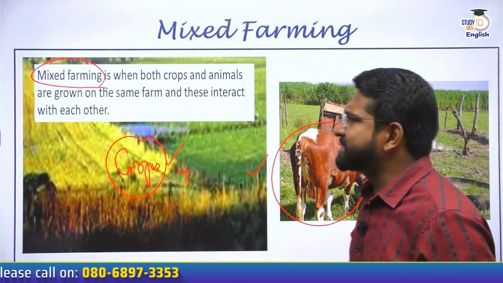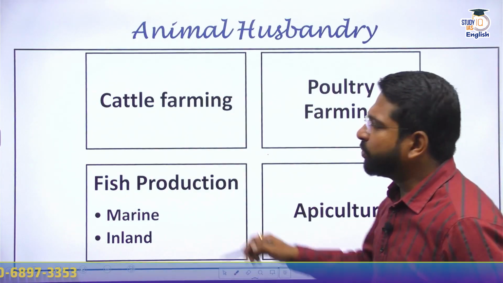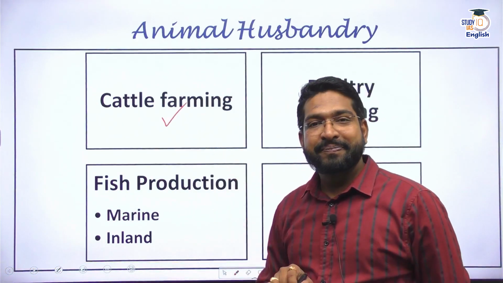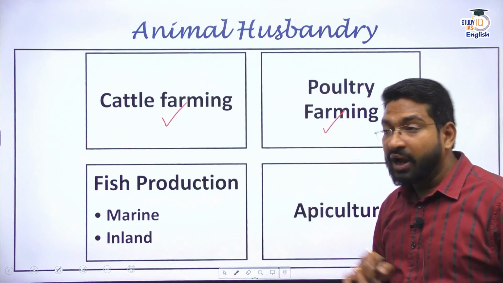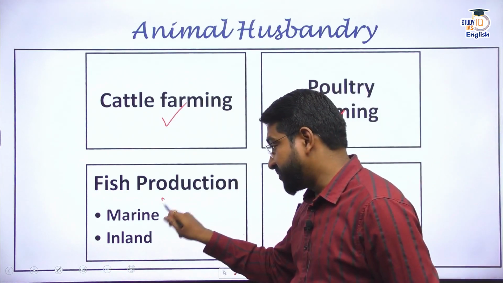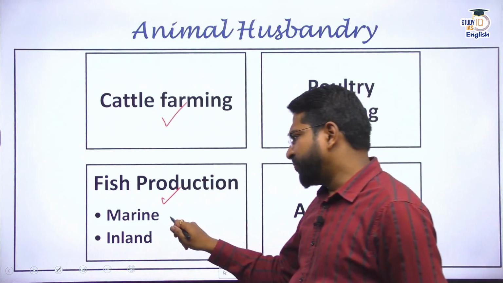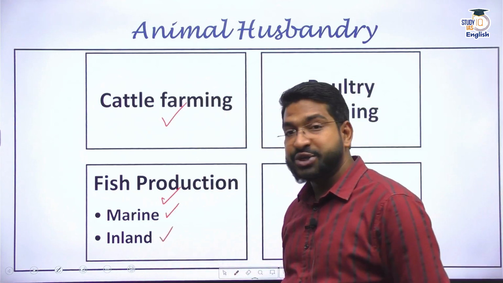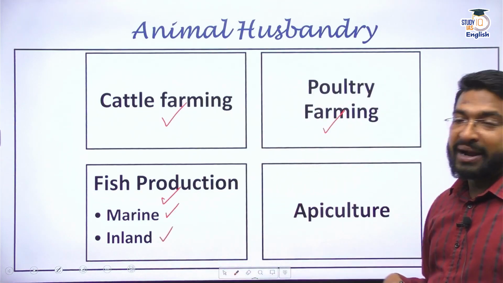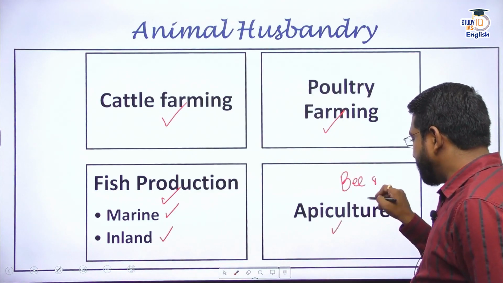So what are the examples of mixed farming? Now, I grow a crop and I go for cattle farming. I grow a crop and I also go for poultry farming. I grow a crop and I also go for some sort of fish production. Farmers who grow crops can go for marine fish catching or marine fish production or inland fish production as well. Or on my farmland, I can go for apiculture. Apiculture is cultivation of bees.